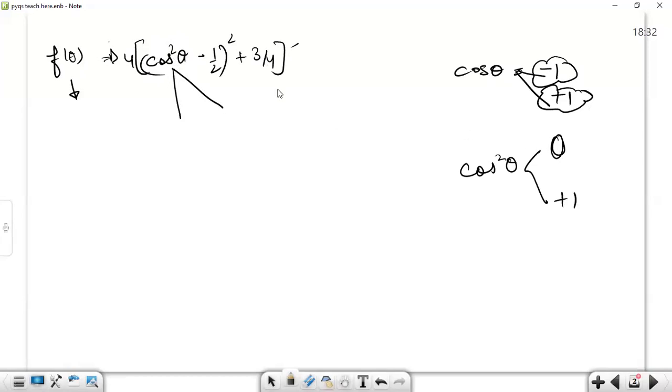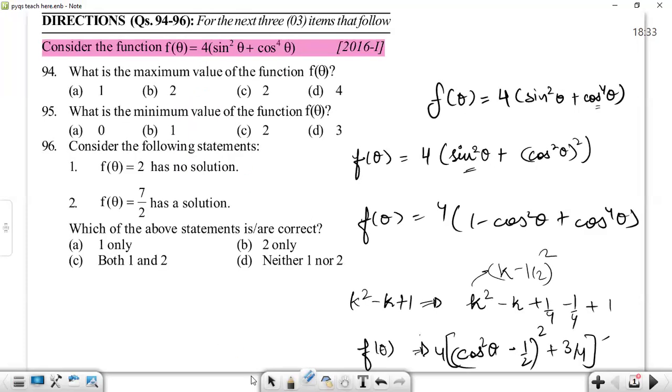So here, if we have to find its value, take 0 or 1. For 0, it will become 1 by 4, and for +1, it will also become 1 by 4. Is that clear? Yes, sir. So we can try applying these values. First, let us check whether we have made any mistake or not.